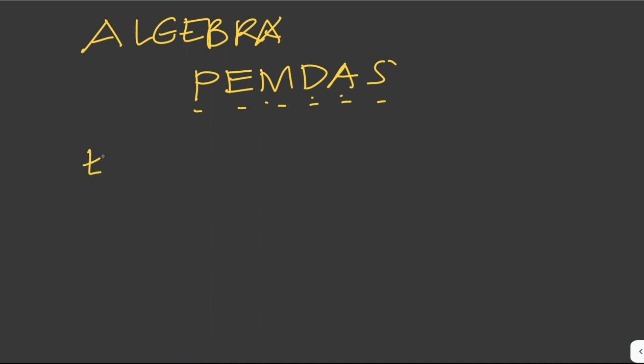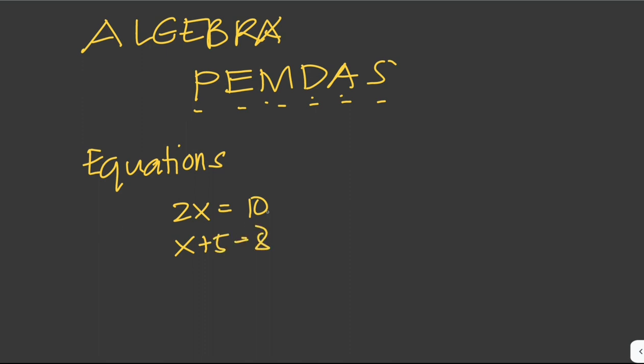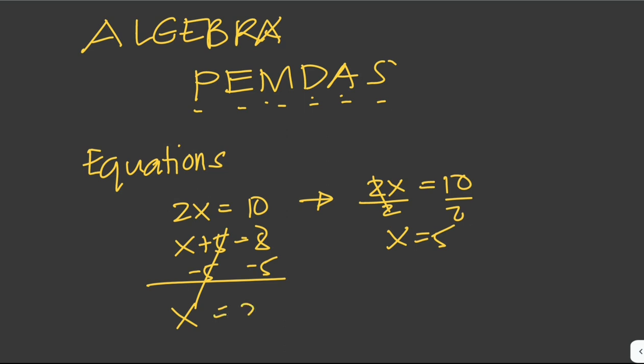And then we have equations, interpreting or translating mathematical sentences into mathematical equations, and solve the unknown. Say for example 2x equals 10, x plus 5 equals 8. Then you can solve x here by dividing both sides by 2, and here we can subtract 5 from both sides, so x is equal to 3.